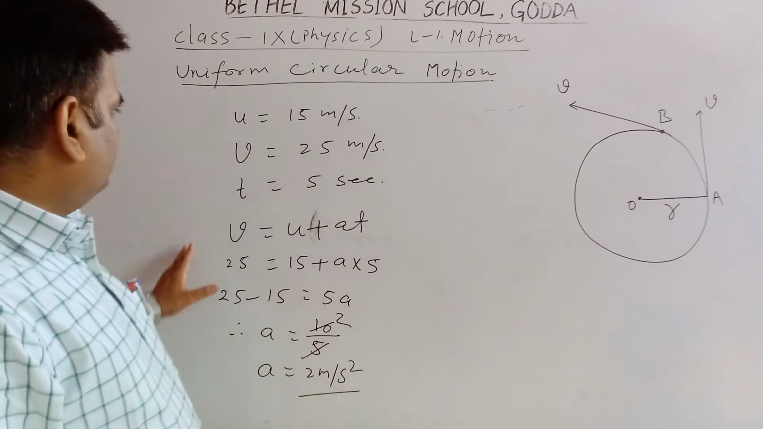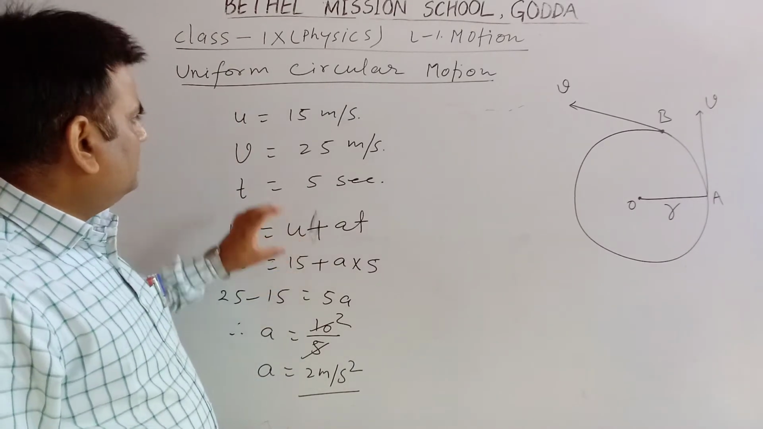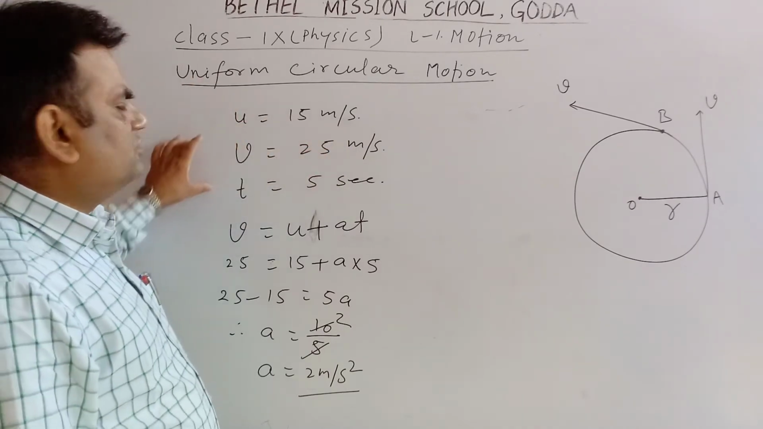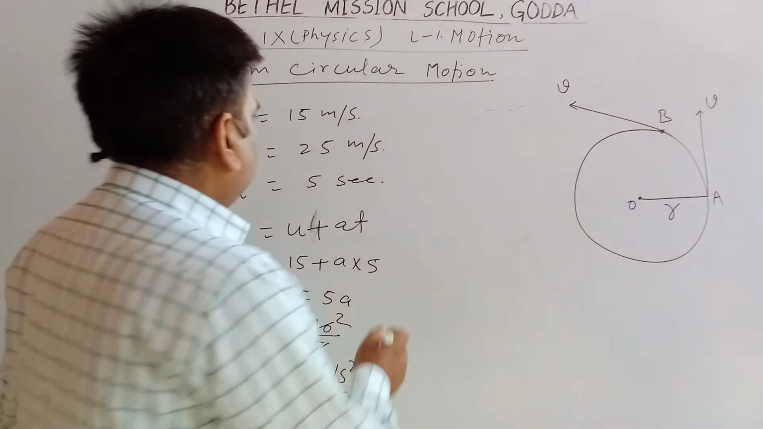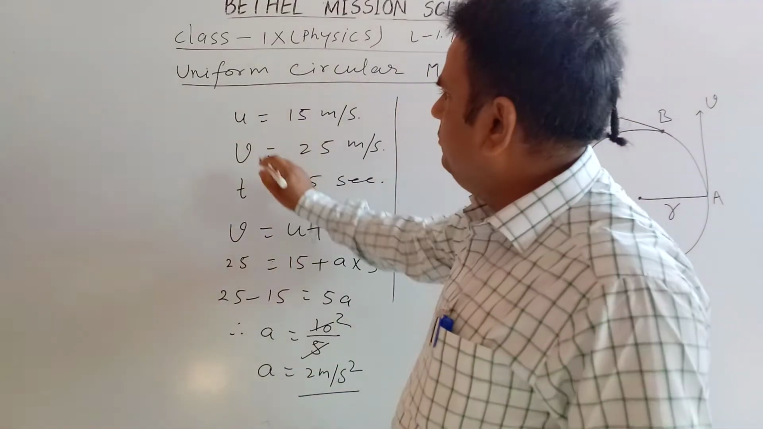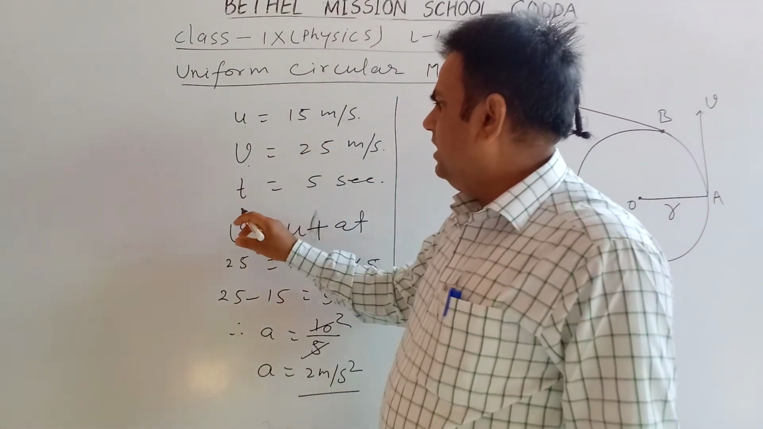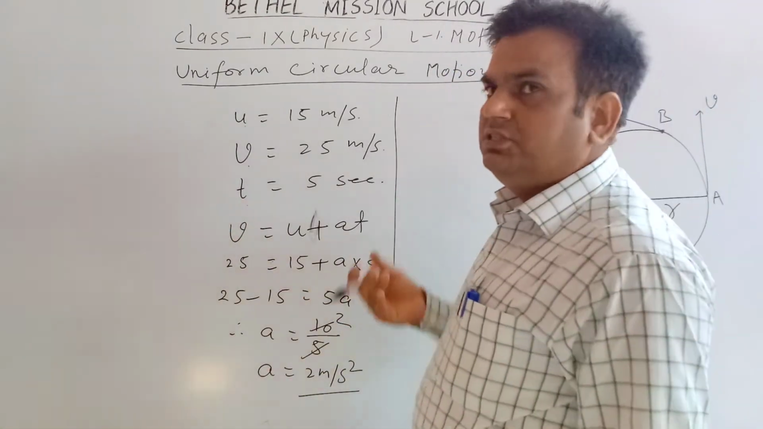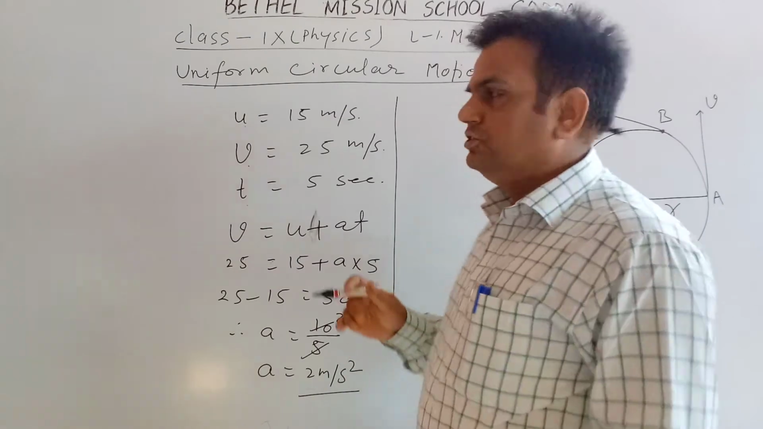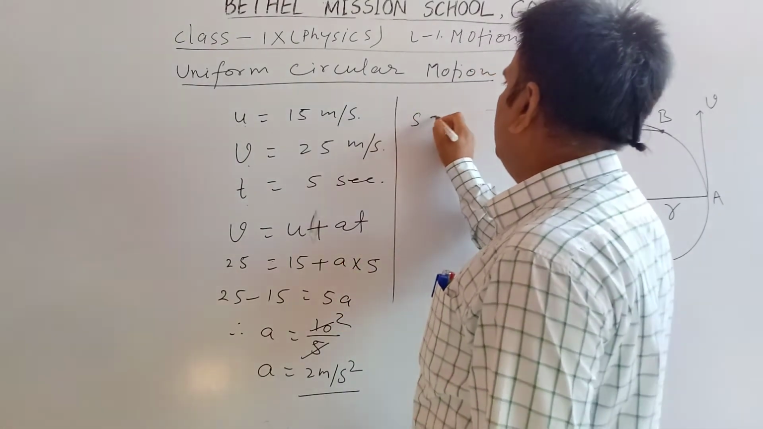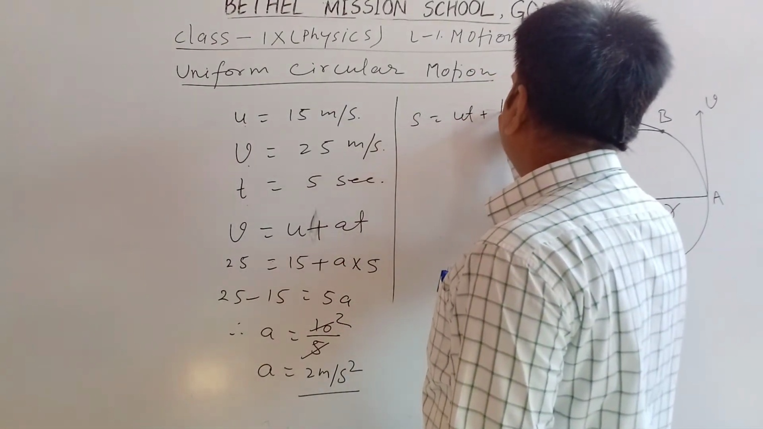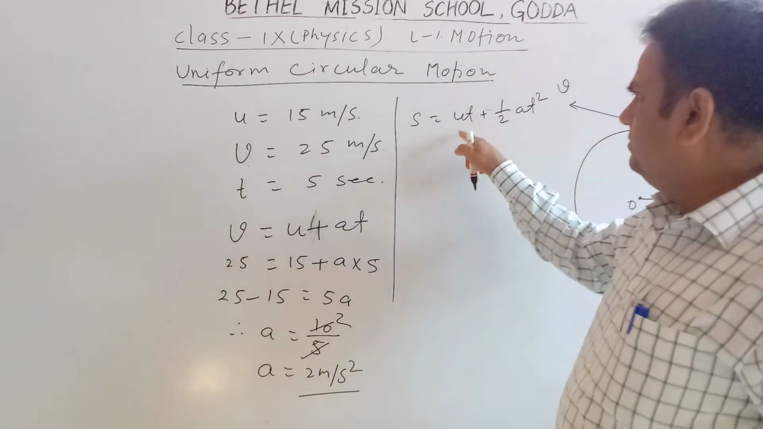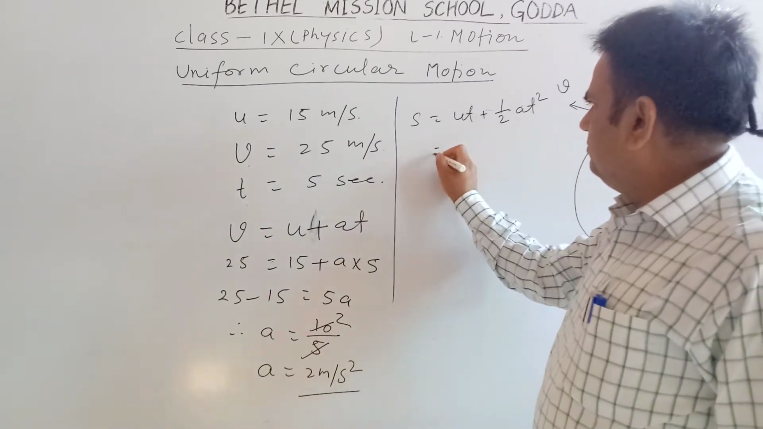Now in the same question we will find out how much distance is traveled by this object during this time. So here we have u, we have v, we have t, and we have a. Now for distance, we will use the second equation of motion. Second equation of motion is s equal to ut plus half at square. Here we will put all these values.